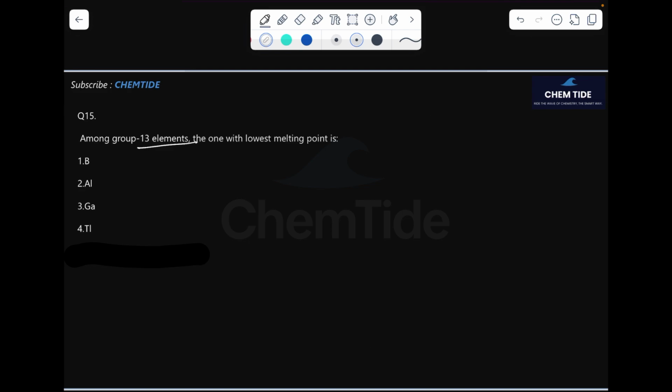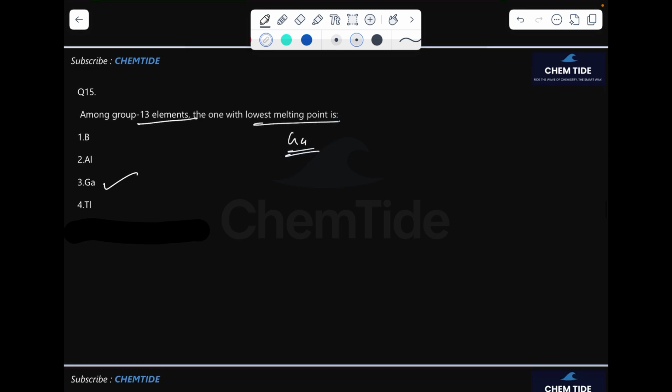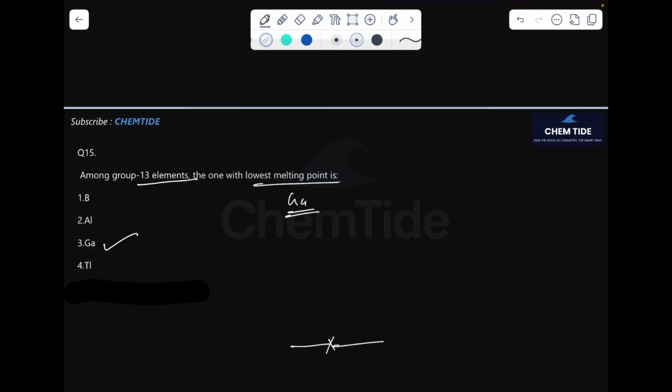Among group 13, which one has the lowest melting point? We learned it in the chapter at a glance, gallium has the lowest melting point and boiling point. It is liquid at room temperature. So your answer should be C. So this is about the group 13 family.